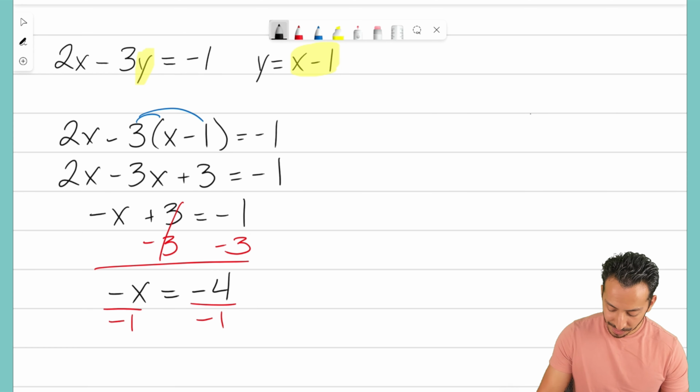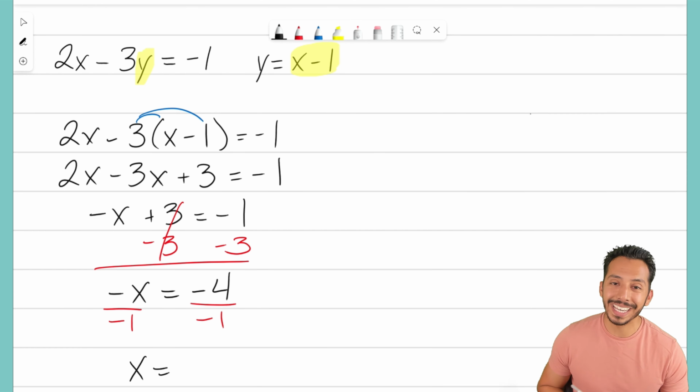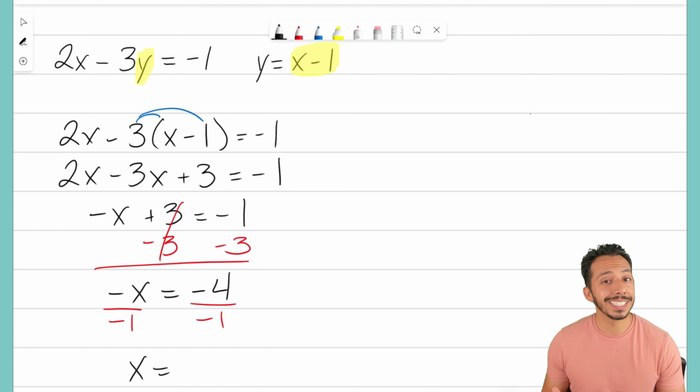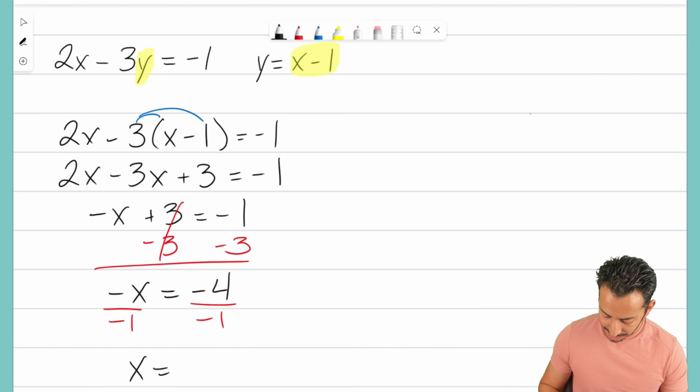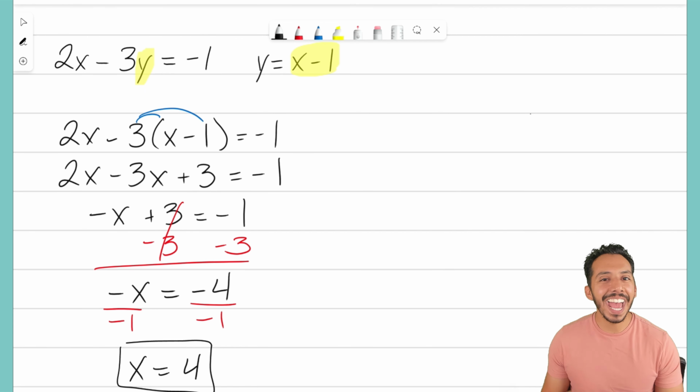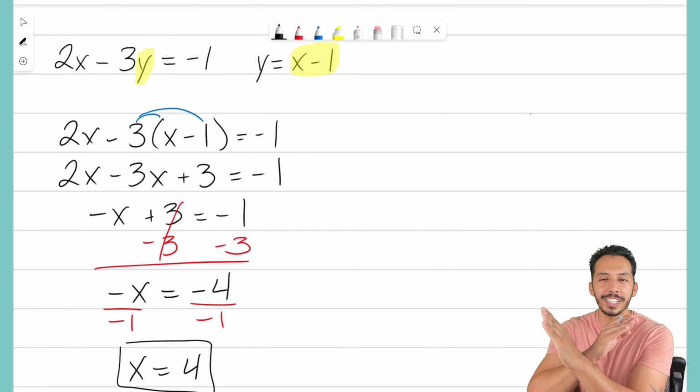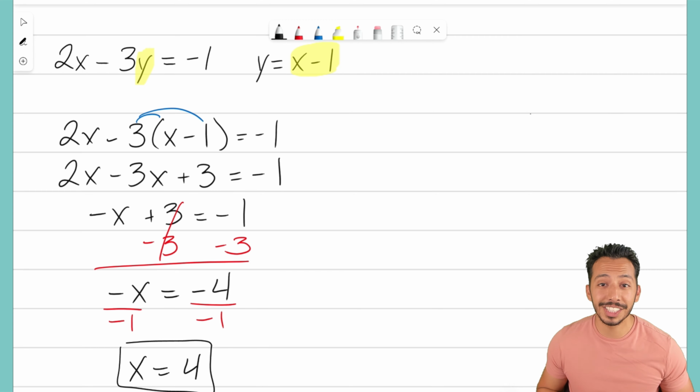By doing that, the left side is only going to be left with an x. It's going to equal -4 divided by -1. That is +4. Box that answer. That is the x term for the point of intersection. But we're not done just yet.